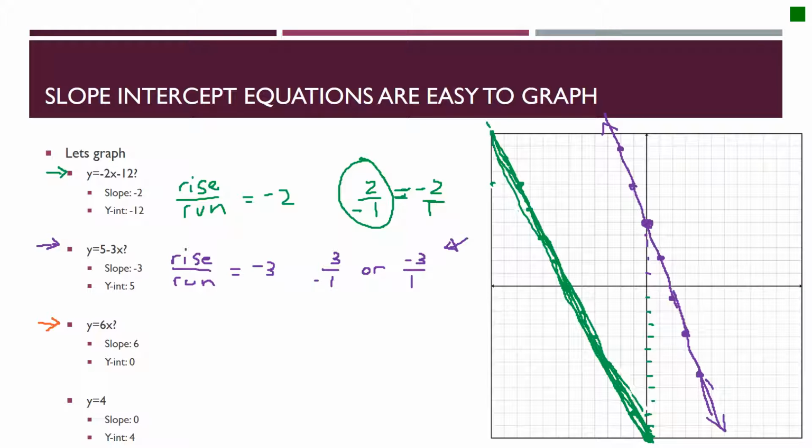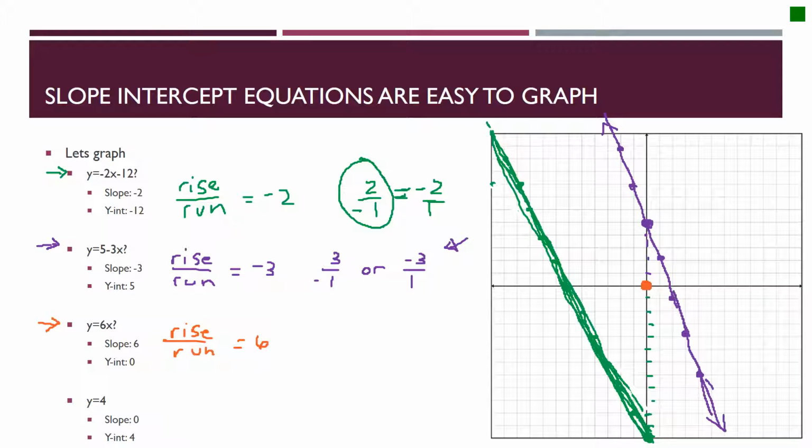Okay, let's go ahead and have you pause the video as you try to graph y equals 6x. All right, so y equals 6x, we're going to start with our y-intercept, which is 0. So that means we're passing right through the origin. And our slope is 6. That means the ratio of our rise to run needs to equal 6.